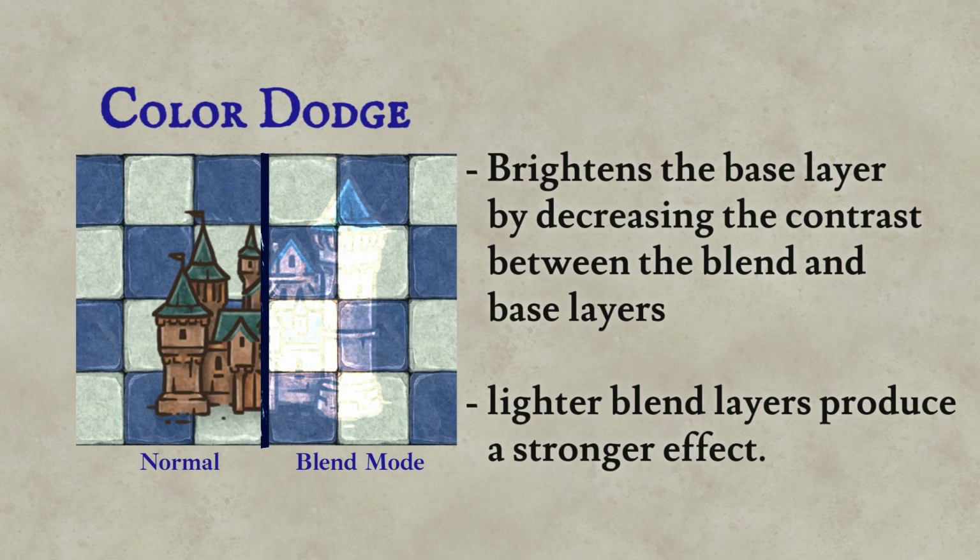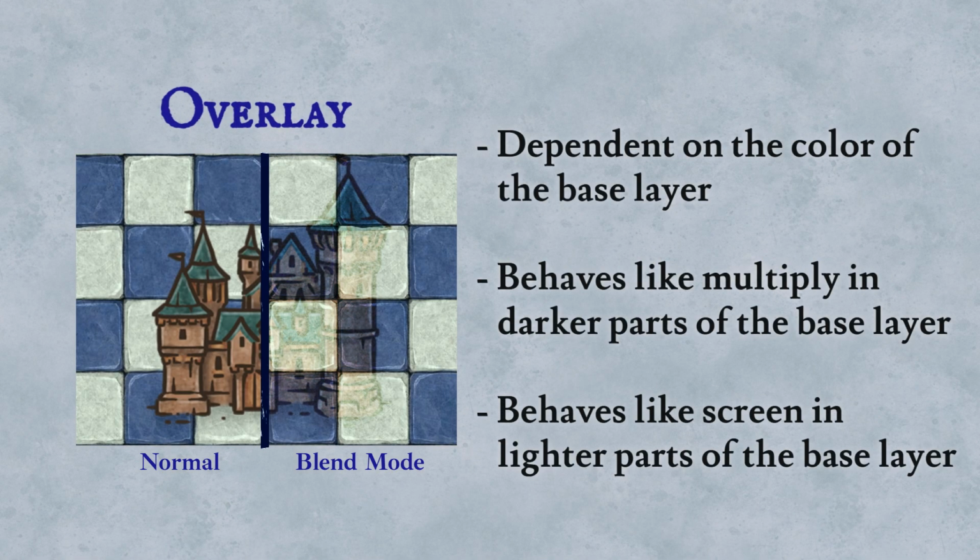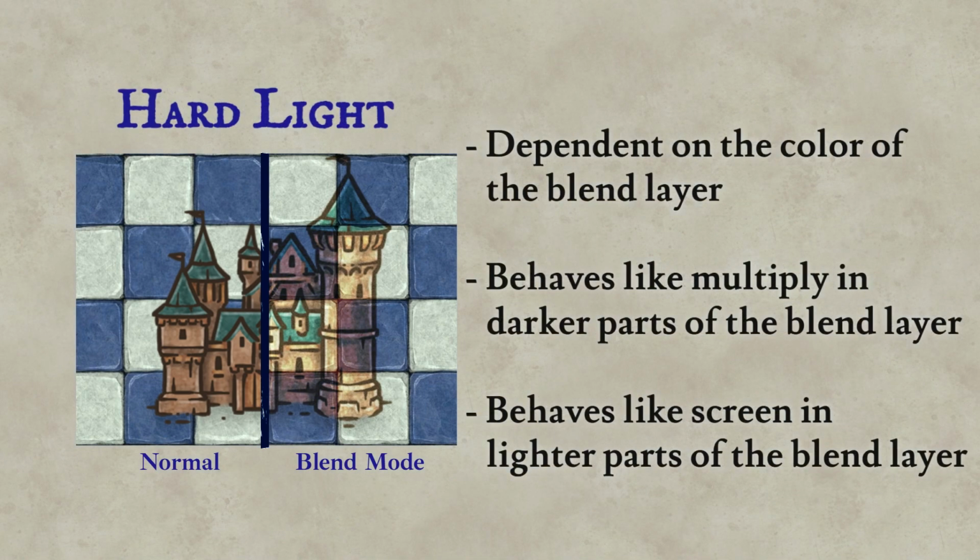The color dodge blend mode is the counterpart to color burn. It brightens the base layer by decreasing the contrast between the base and blend layers. A lighter blend layer will produce a stronger effect, while a darker blend layer will have less effect. The overlay blend mode is dependent on the color of the base layer. It behaves like the multiply blend mode in the darker areas of the base layer and the screen blend mode in the lighter areas.